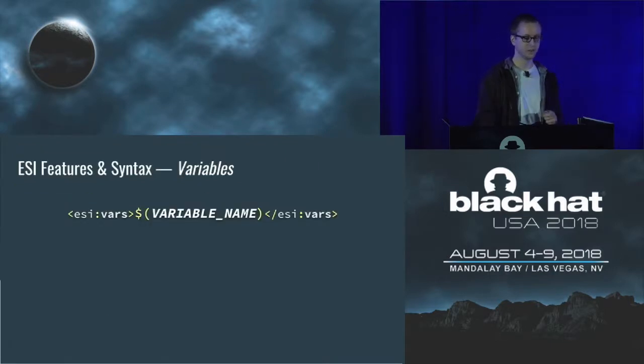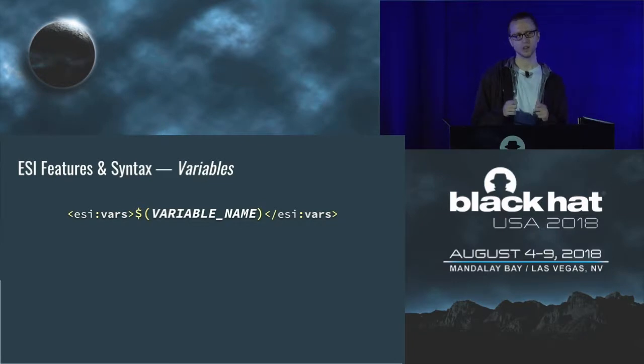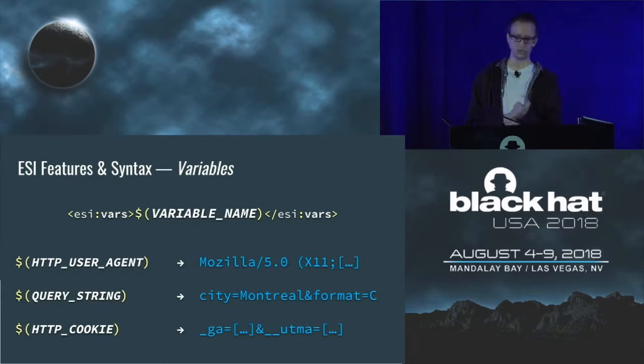Now let's look at our second feature before delving into exploitation. You have ESI variables, which are also pretty easy to understand. They're basically attribute-less ESI tags, which allow you to expand information about the current metadata of the HTTP transaction. So you usually have these sorts of variables. We have access to the HTTP user agent, the query string, the cookies. Basically, this gives you access to all of the metadata in order to make decisions on your caching efforts. So for example, if you have a cookie for which the name is language and its value is French, then you should probably do an ESI include of the French logo of your organization. That's just a very brief example.